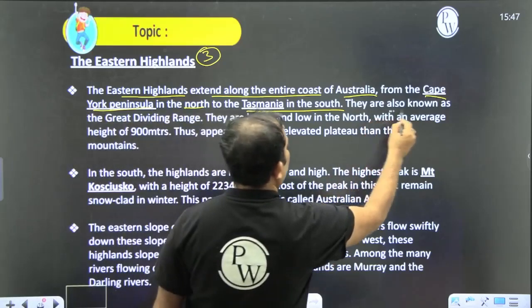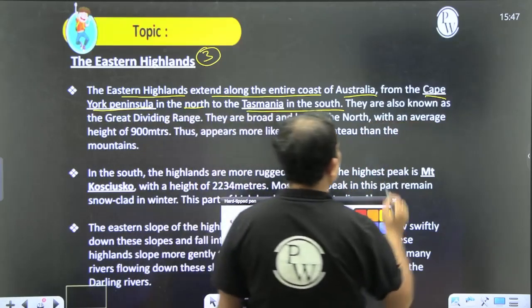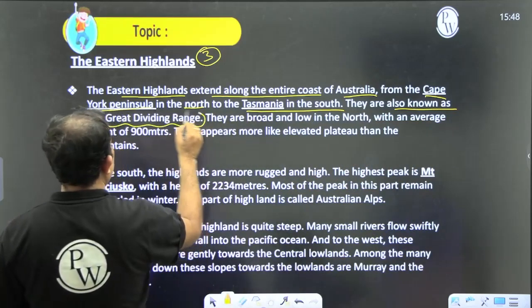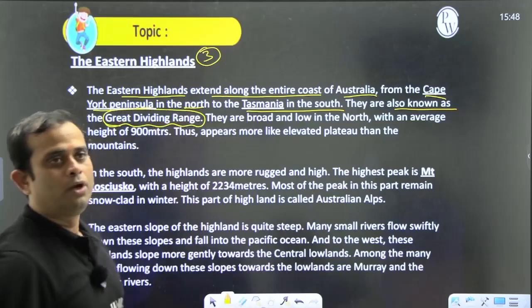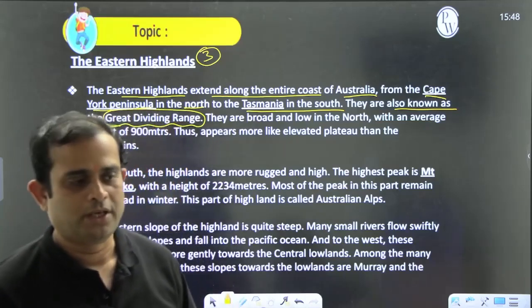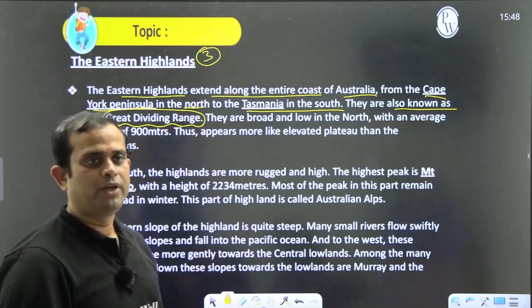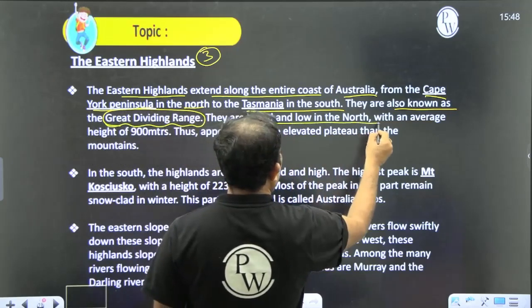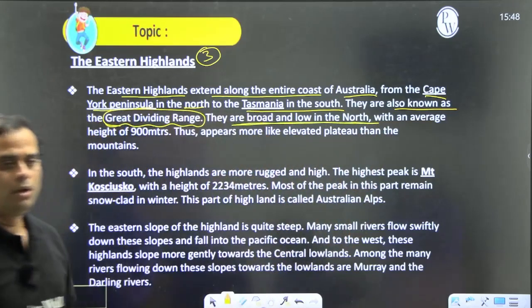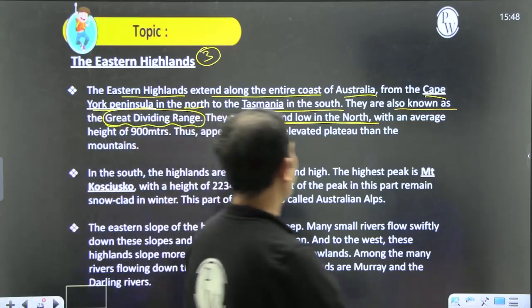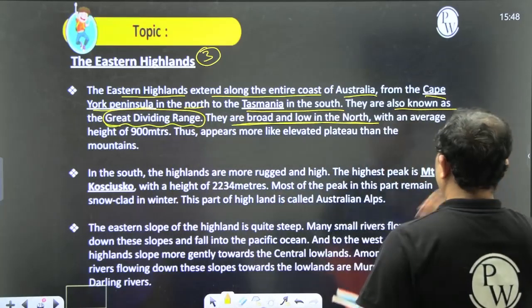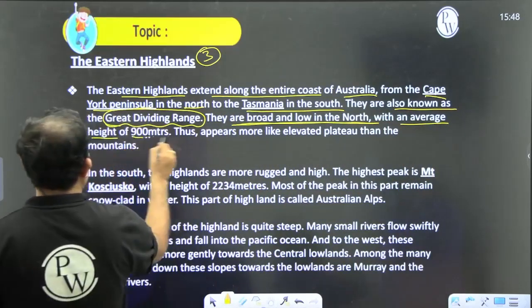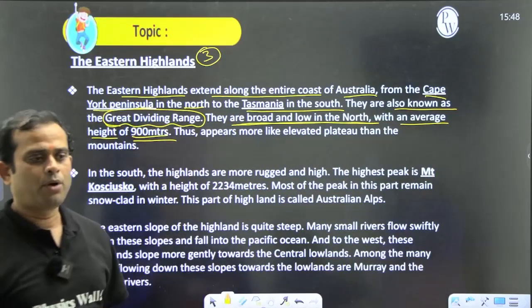They are also known as the Great Dividing Range. They are broad and low in the north, with an average elevation, or average height, of 900 meters.